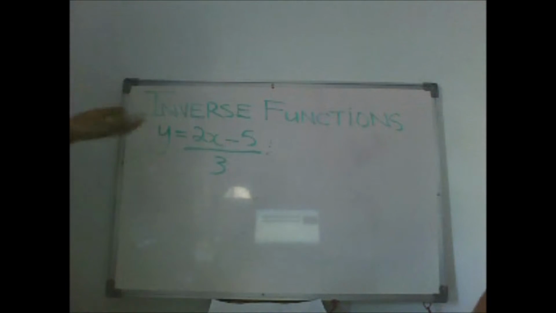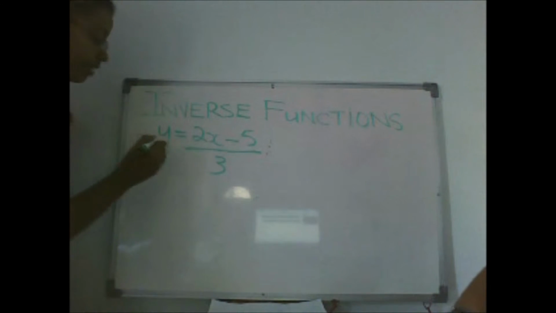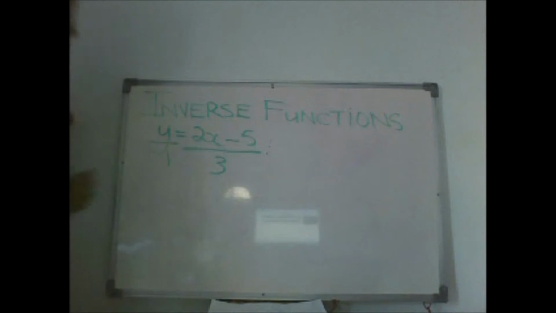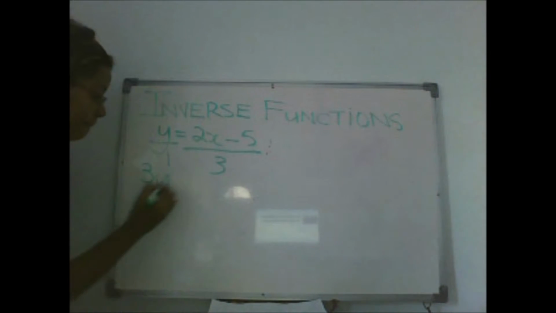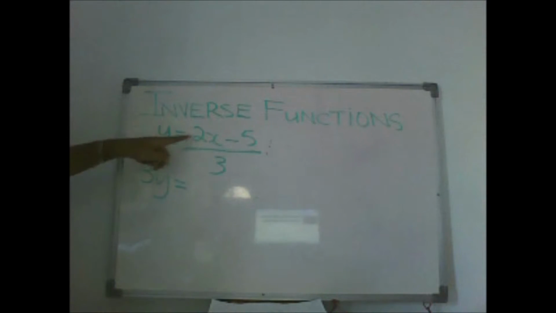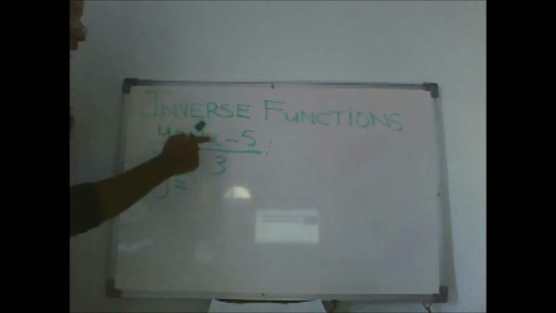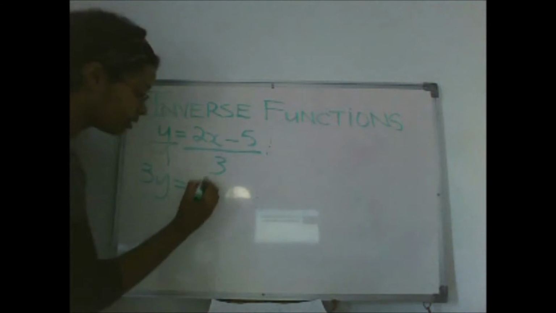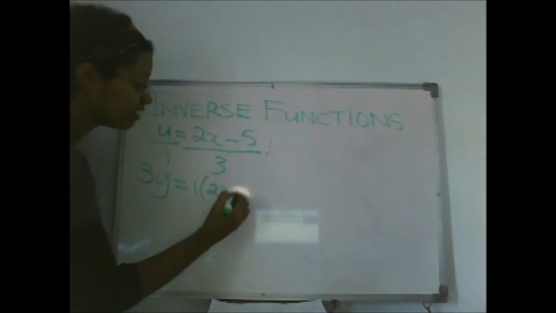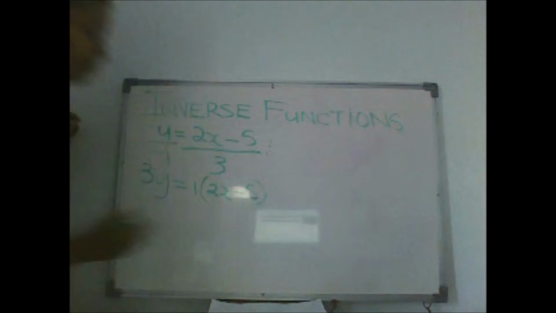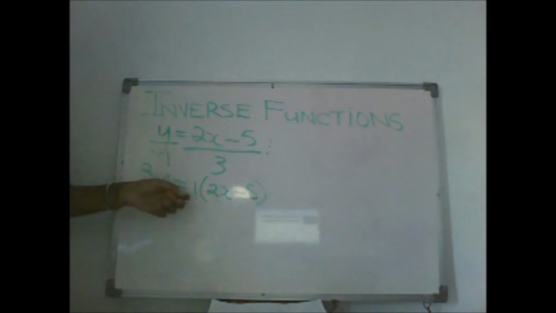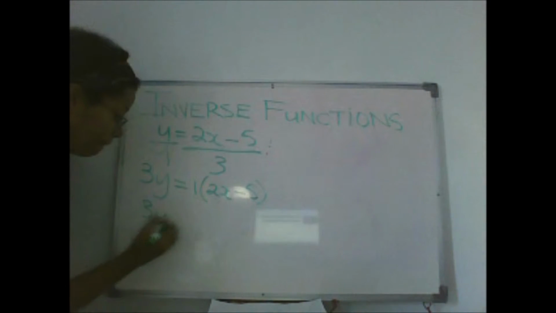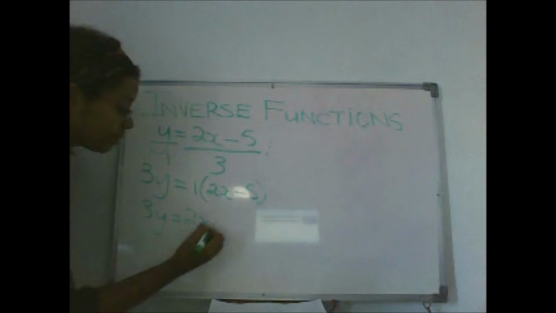So what we're going to do, like I said before, solve for x. So first we're going to cross multiply. So 3 multiplied by y gives us 3y is equal to 2x minus 5 multiplied by 1, just for semantics. So we have 3y equal to 2x minus 5.